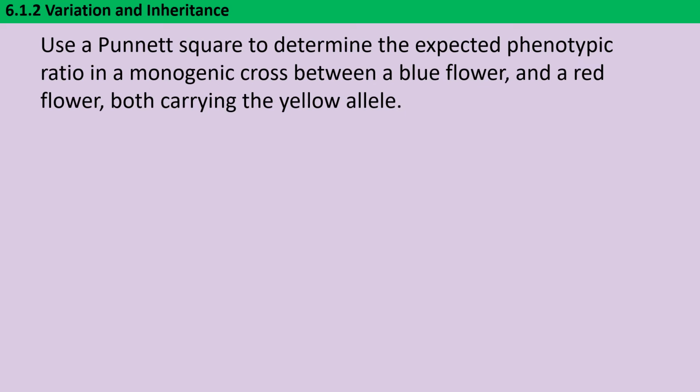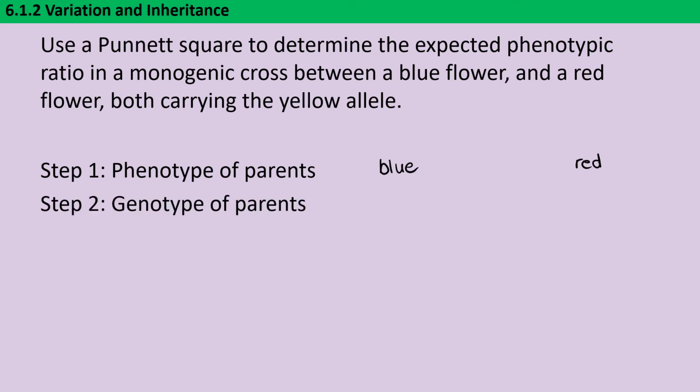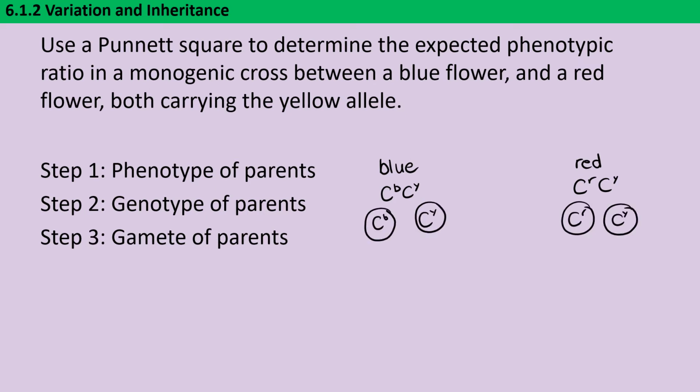So we're going to go through our normal 6-step process in order to work out what the phenotypic ratio is. So firstly, we write down the phenotype of the parents, which here is blue and red. Then we write down the genotype. We know that they're both carrying the yellow allele as well. So my blue parent is C^B C^Y and my red parent is C^R C^Y. Then I'm going to write down the genotypes of the gametes. So we have C^B or C^Y coming from the blue parent and C^R or C^Y coming from the red parent. And as usual, I ring those genotypes to show that they are the gametes.